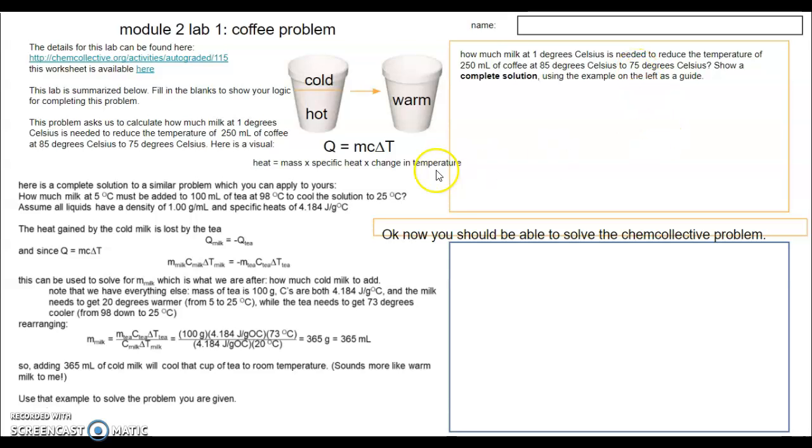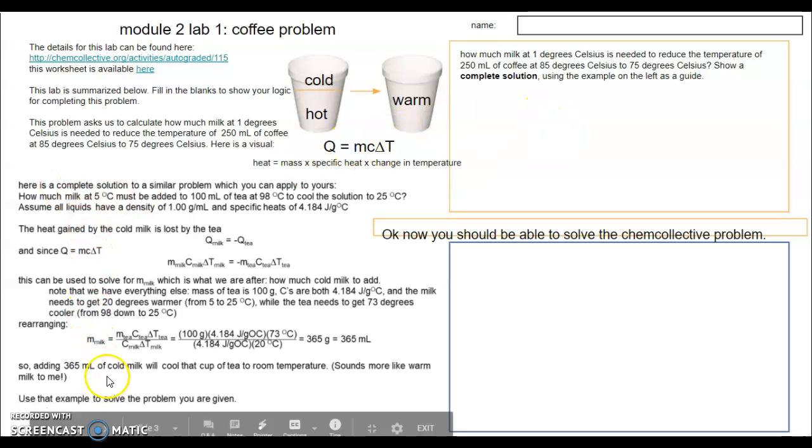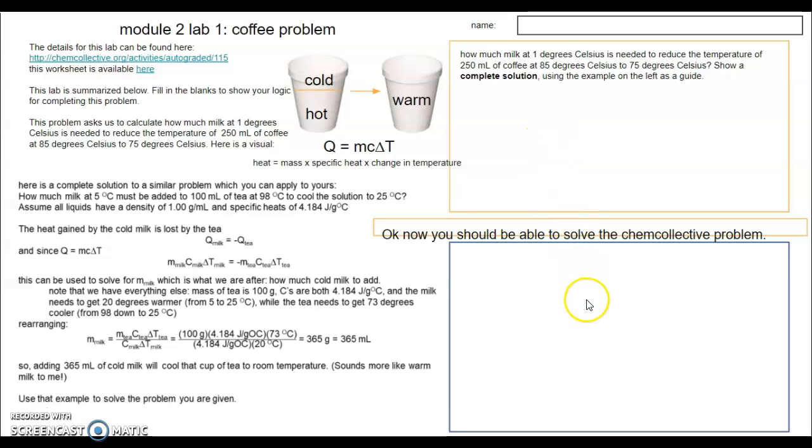And also to help you further, we've done a sample problem that uses different data. So why don't we take a look at this sample data. If it makes sense to you, go ahead and solve this problem. It's similar with different numbers. And then go to the Chem Collective problem and solve that.